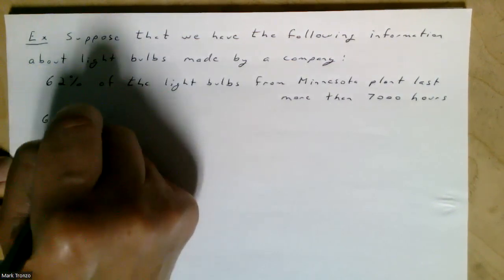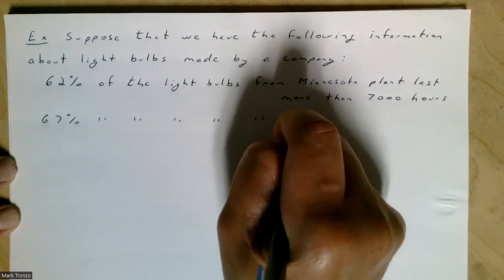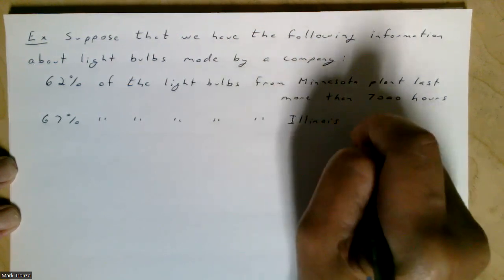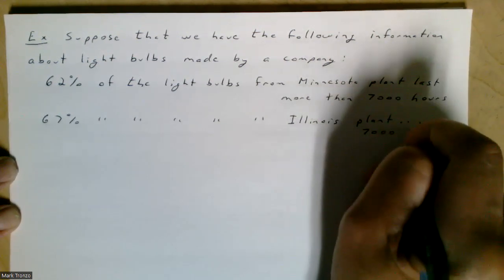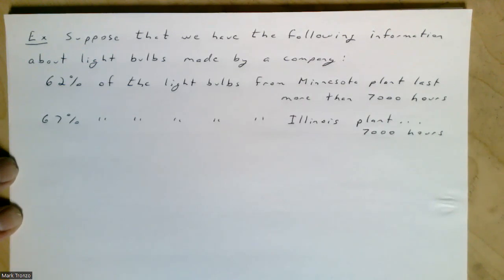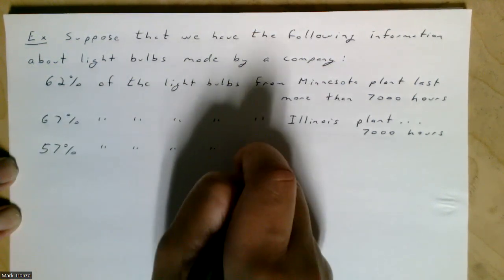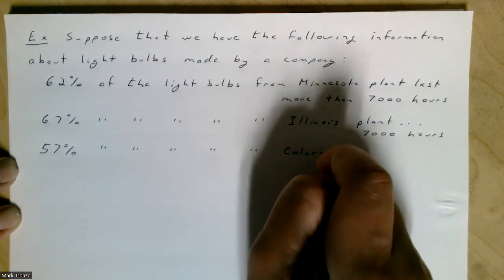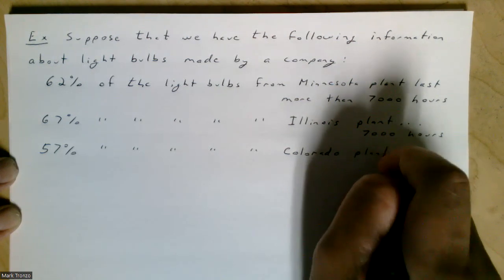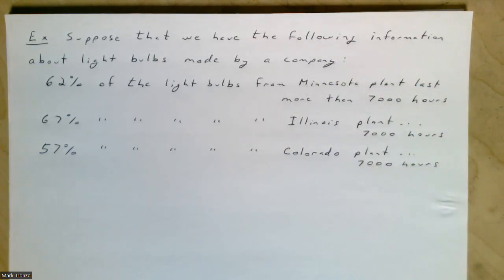And let's say 67% of the light bulbs from the Illinois plant, same thing, last more than 7,000 hours. 57% of the bulbs made in the Colorado plant last more than 7,000 hours. So we have this information.